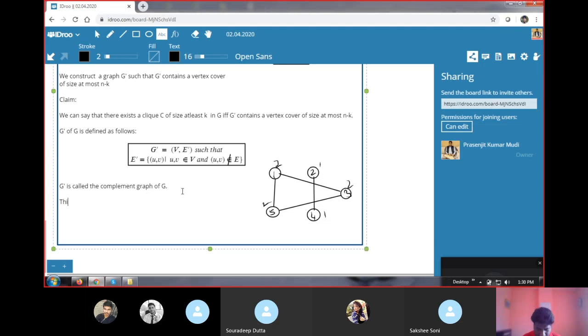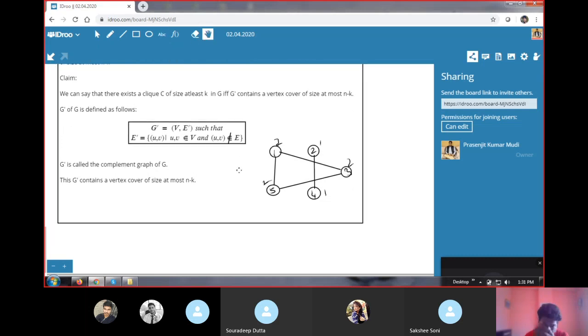And this G dash contains a vertex cover of size at most n minus k. Then we are almost at the proof.